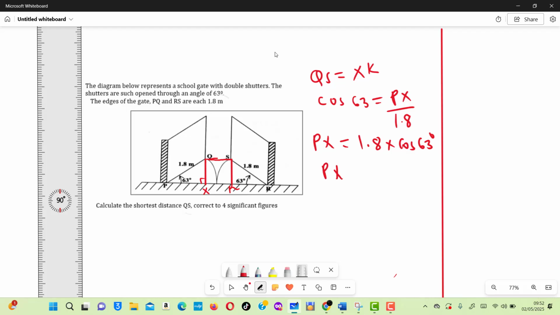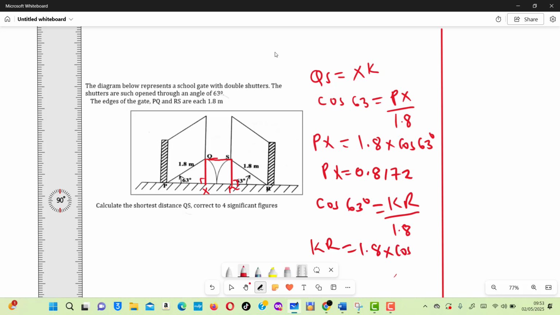Therefore PX will be 0.8172. We can also take the right angle triangle KRS and try to get KR. So again, we can use cos 63 degrees is equal to KR divided by 1.8. So that gives us KR equals 1.8 multiplied by cos 63 degrees, which again gives us the same answer, 0.8172. So we can say that the horizontal distance PR, if we close down the shutter, is 1.8, which is PQ, plus 1.8. So the horizontal shutter PR is 3.6 in total.